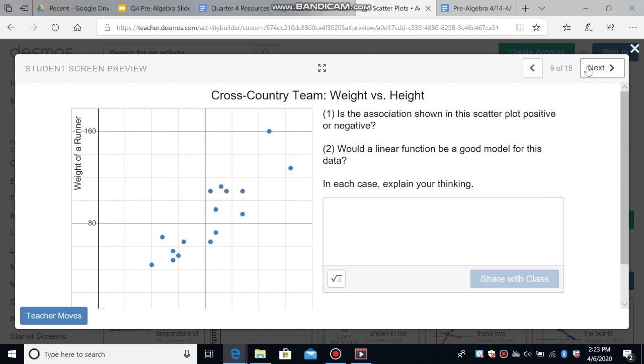Is the association shown in the scatter plot positive or negative? Would a linear function be a good model for this data? In each case, explain your thinking. So remember, when I see a positive association, that generally means it goes up. Or as I increase on my x, I also increase the value on my y. Whereas a negative association would be that going down. So if I look at this, I see a positive association because as I increase on my x, my y value also increases. So I have a positive association. You might also call this a correlation.